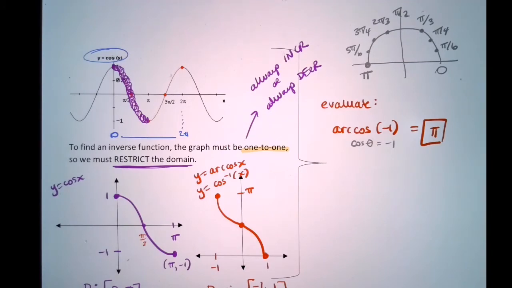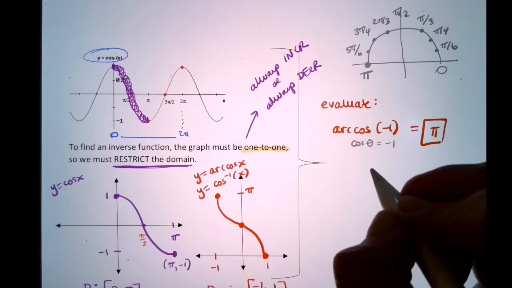So you can kind of see that from our graph. If I input -1, my answer, which is that angle, is pi. Okay, so I'm going to do another one.